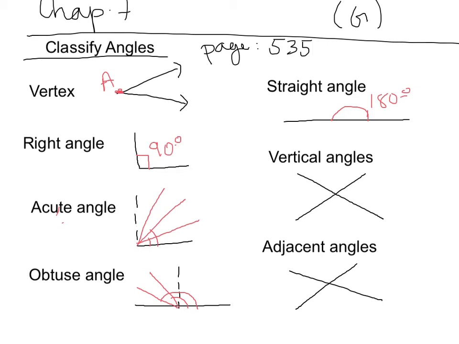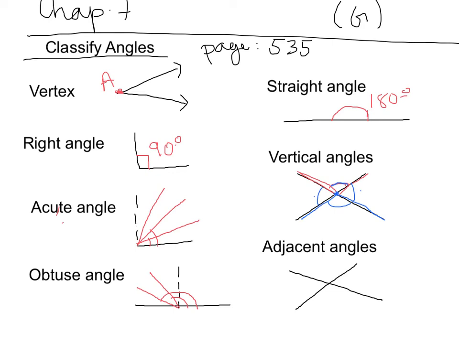So the vertical angles are basically these two angles, this angle right here and this one. You see they're sharing the same vertex. So these two angles are considered vertical angles. Or you can do the same for these two. Also, these two angles will be vertical to each other.